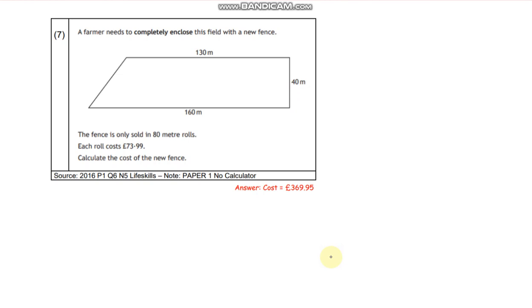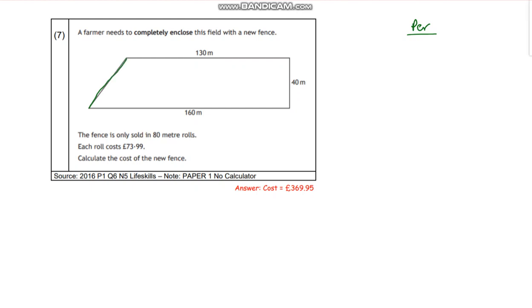So you can calculate the cost of a new fence. So the fence goes all the way, completely enclosing the whole area. So this is a perimeter question, really. So we're trying to work out the perimeter to then work out the cost of the fence. So I'm going to put that in green.